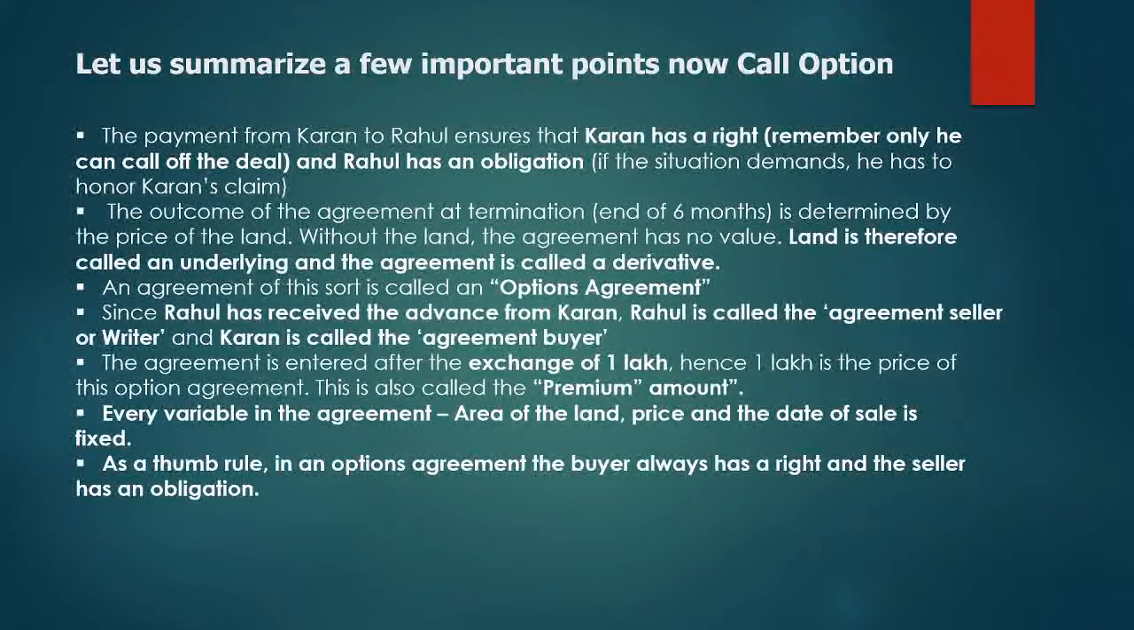That means if Karan demands the land, Rahul has an obligation and has to honor the claim of Karan. Second, the outcome of the agreement at the termination at the end of 6 months is determined by the land. Without the land, the agreement has no value. Therefore, land is the underlying asset, and the agreement is called a derivative. So, in a derivative agreement, there is always an underlying asset.